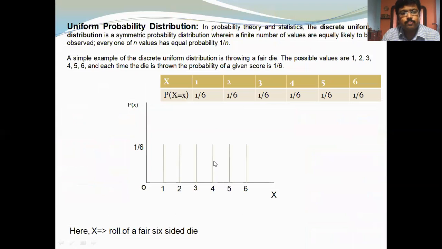Okay. So now, what is the uniform probability distribution? In probability theory and statistics, the discrete uniform probability distribution is a systematic probability distribution. You must remember this. It is a systematic probability distribution wherein a finite number of values are equally likely to be observed. Every one of n values has equal probability, that is 1 by n.